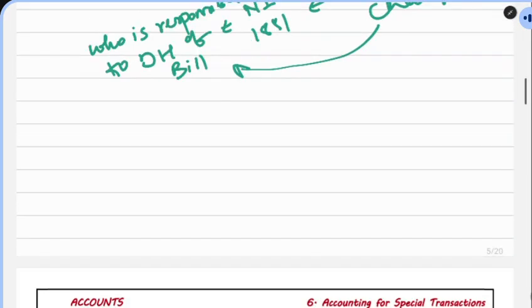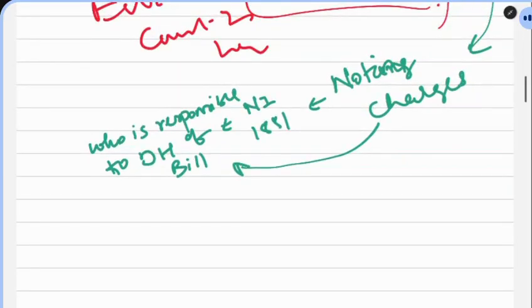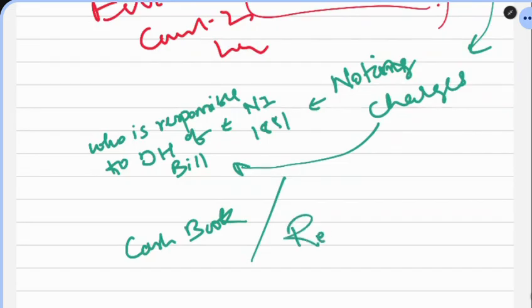Done? Are you clear? This is dishonored, right? And if you remember, while teaching you the cash book, I said how to pass the journal entry for dishonor. Whenever there is a dishonor, what you need to do is reverse the effect. Whatever effect you have created has to be reversed.